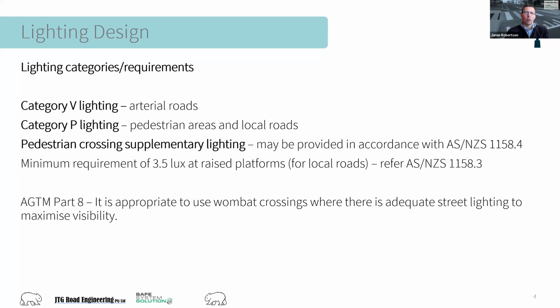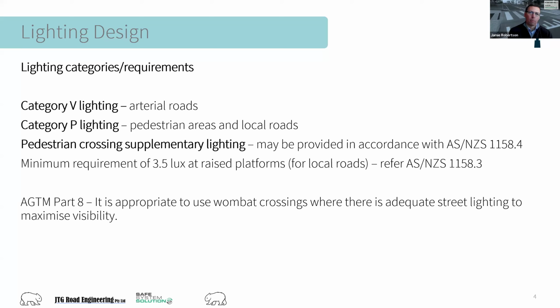So when we're talking about lighting design, there are a number of different categories or types of lighting that we might look to provide. You may have heard the terms category V and P lighting. Category V lighting relates to major roads or arterial roads. It typically uses higher wattage lights and higher mounting heights. Category P lighting, P for pedestrian, applies to local roads and pedestrian areas, car parks, and so on.